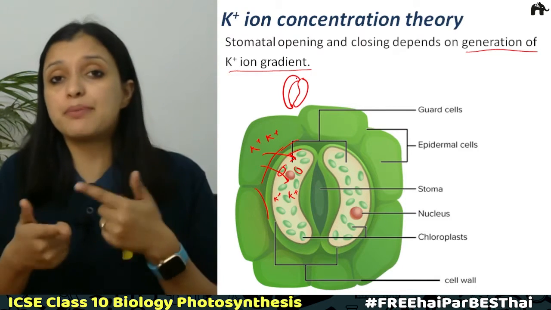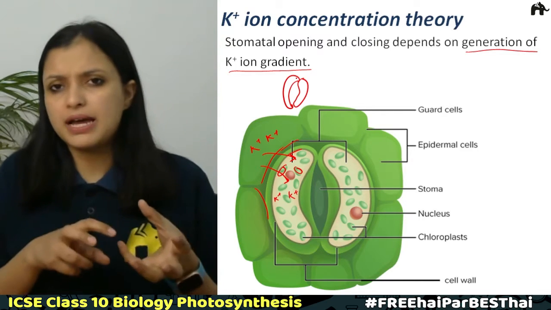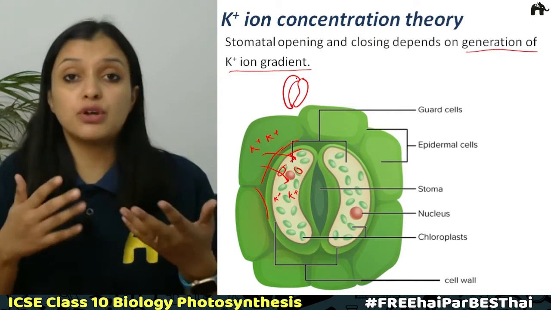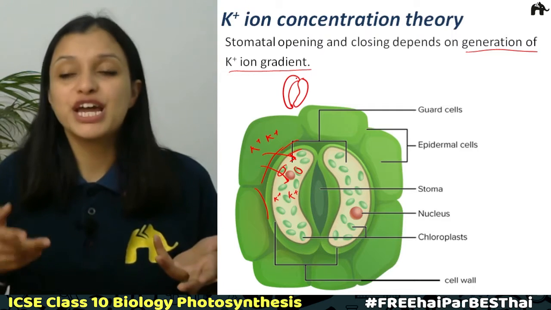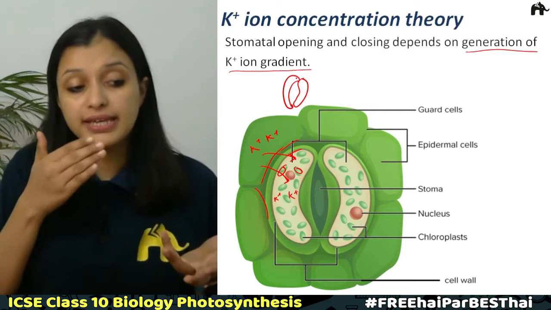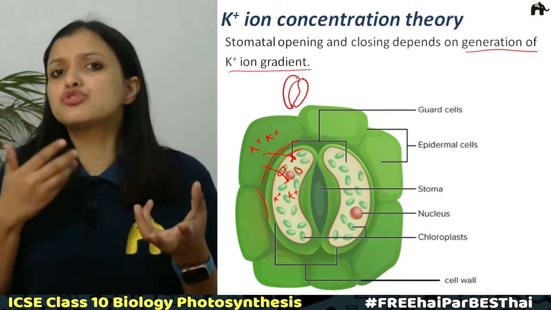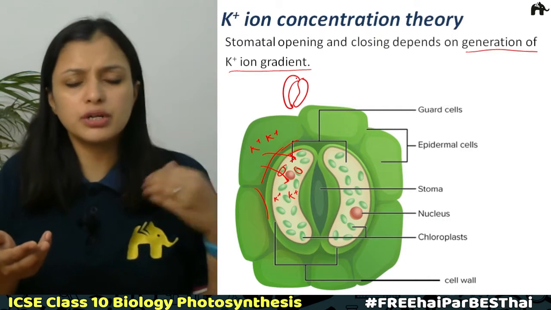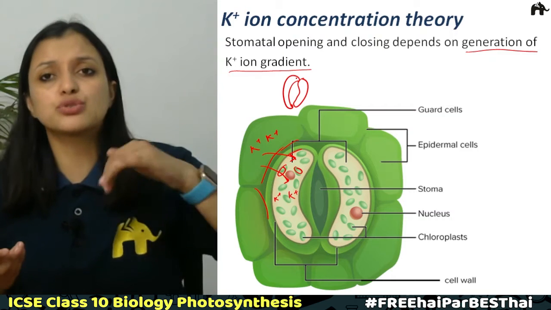Now the reverse happens during the night. During night time, these chloroplasts will not perform photosynthesis. Why? Because there is no sunlight, correct? When there is no sunlight, there is no production of ATP. When there is no production of ATP, there will not be any movement of K positive ions, or the potassium ions, into the guard cells.